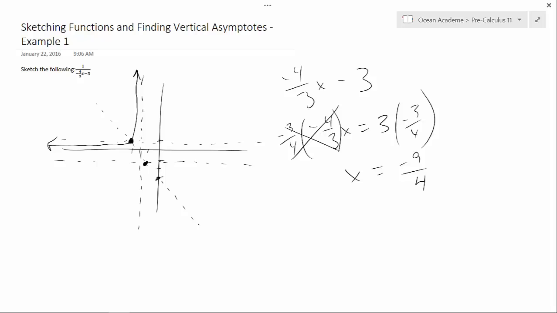Then on the other side, again, we've got our point. We can't cross the asymptote, and we can't cross the x-axis. So that's what our new graph would look like.